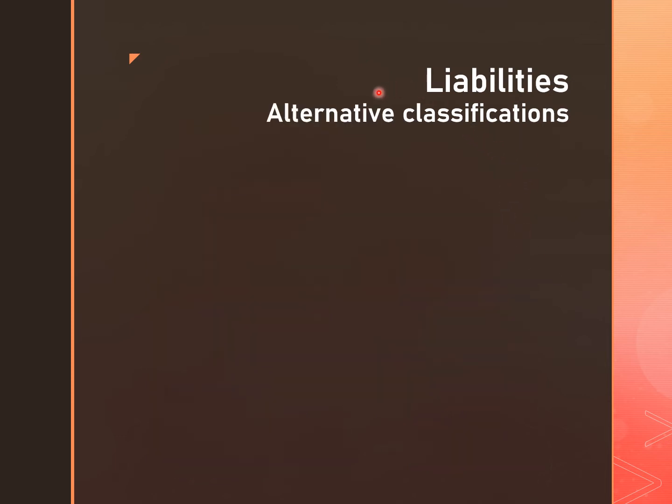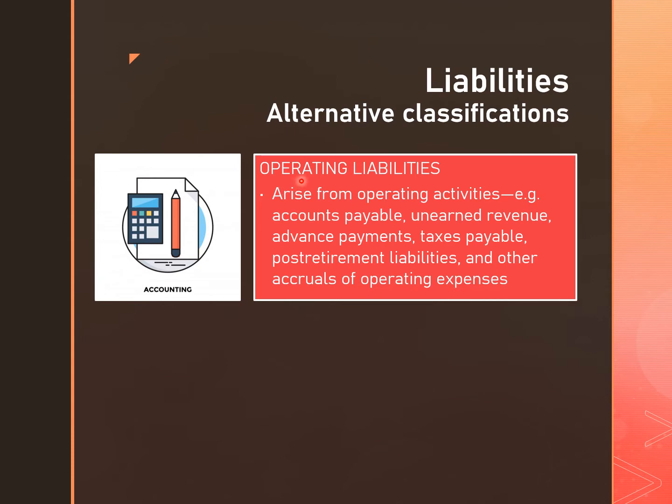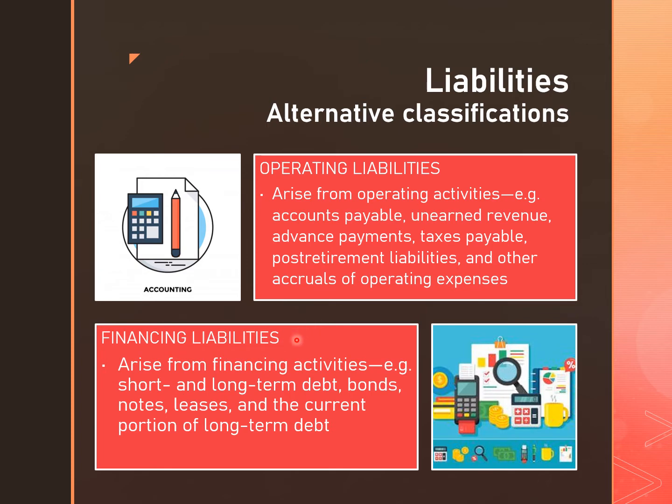This is the liabilities alternative classification. You can also classify your liabilities based on, first one, either it is operating liabilities which arise from operating activities like your account payable, unearned revenue, advance payment, tax, post-retirement liabilities and other accrued operating expenses, which is all related to your operating activities. Next adalah you can classify based on the financing liability which arise from financing activities like the short and long-term debt, bonds, notes, lease and the current portion of the long-term debt.